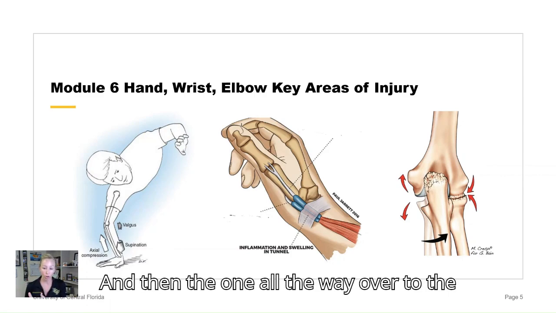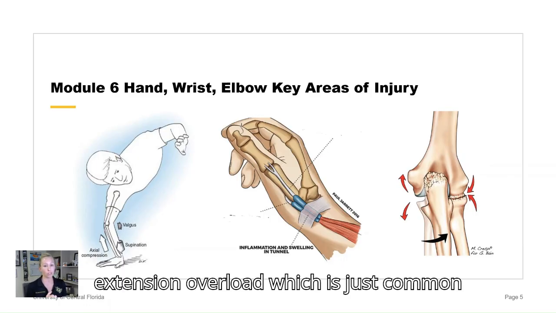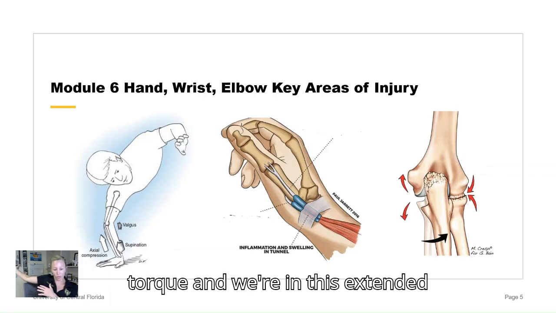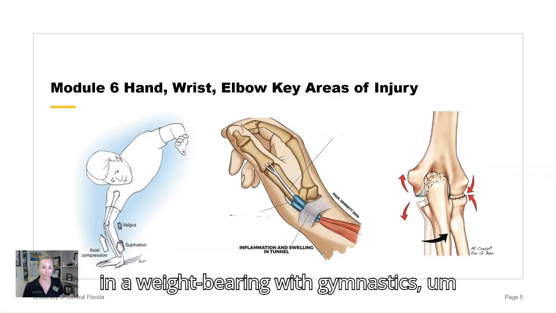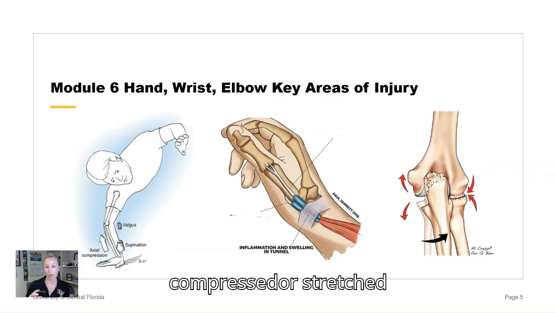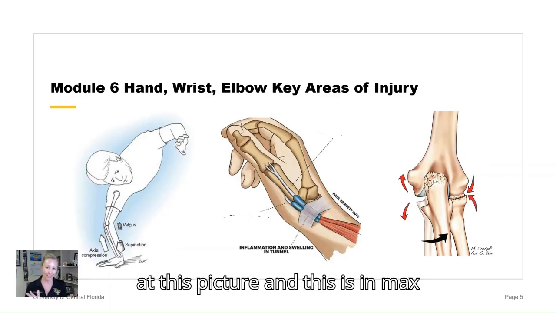And then the one all the way over to the right, it's showing you a valgus extension overload, which is just common whenever pitchers, when we're in this position, we're gaining torque and we're in this extended position, or when we're constantly landing in a weight bearing with gymnastics. What areas are really injured or compressed, or stretched out with this type of injury? So you look at this picture, and this is in max extension.